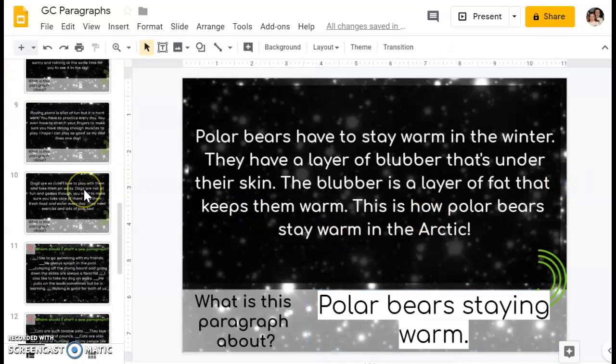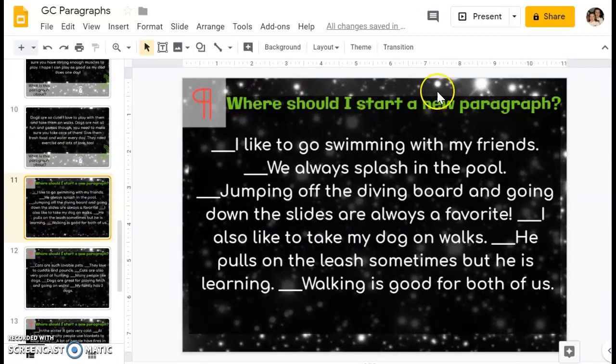Then you're going to go down and find the one with the green title. And this question says, where should I start a new paragraph? If you notice, I put a red paragraph symbol up here in the corner. You're going to be pulling this paragraph symbol down where the next paragraph should start. So there should be 2 paragraphs in each of these practice screens. I purposely put it into one paragraph so you can pull this paragraph symbol down to show me where the new paragraph should start.